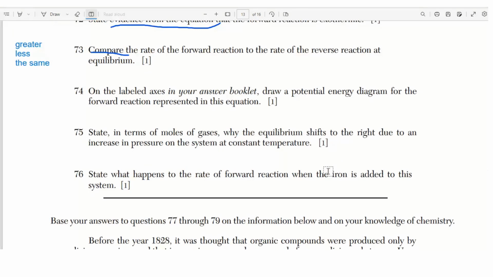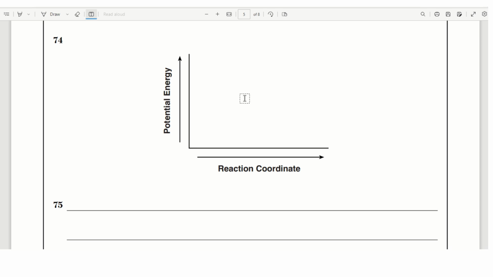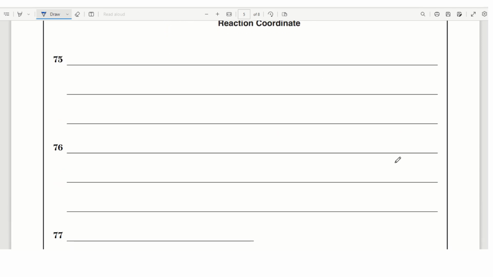On the labeled axes in your answer booklet, draw a potential energy diagram for the forward reaction represented in this equation. Well, we already determined that the forward reaction was what? Exothermic. So all we have to do is draw an exothermic potential energy diagram. So we start with reactants, have some activation energy go up to the activated complex, and our products must be lower than our reactants. Voila. It did not have to look exactly like that, as long as we have reactants right here, the activated complex goes up, and the products are lower than the reactants. As long as yours fits those requirements, then you get credit.